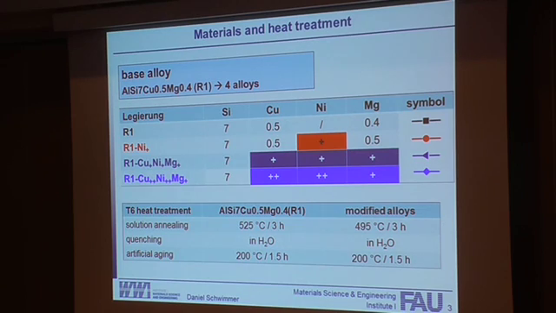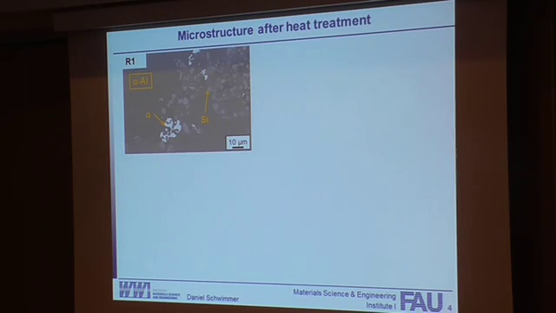After that, we did a T6C treatment: solution annealing, quenching, and artificial aging. With these temperatures, you can see in this table that for the modified alloys we reduced the solution annealing temperature to prevent incipient melting of some intermetallic phases. So let's have a short look at the microstructure after T6C treatment.